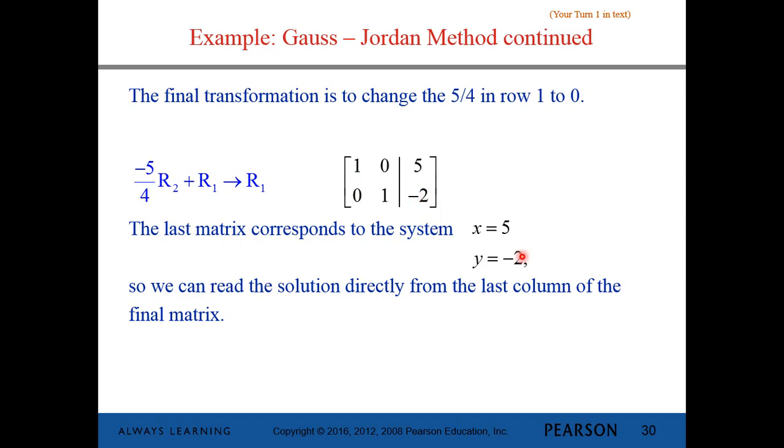Okay? And so now your solution is 5 comma negative 2. So the solution can be read directly from the last column of your final matrix. So the idea is you want to get this matrix here. This is called the identity matrix, just so you know. So you want to do as many elementary row operations as needed to get the identity matrix here. And then once you have the identity matrix here, your solution is the column to the right of the vertical line. And you're done.